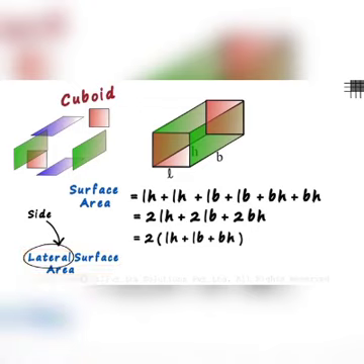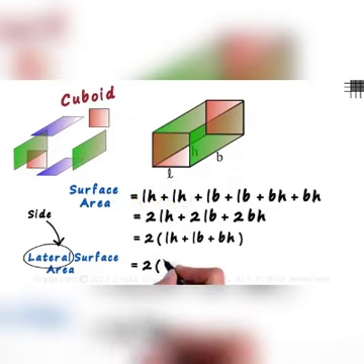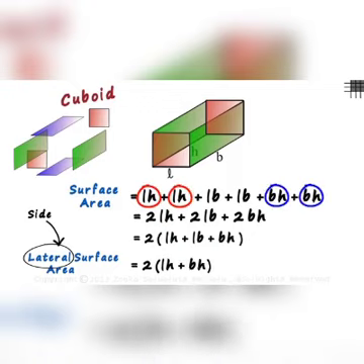So, the lateral surface area equals the sum of the areas of these four rectangles. The sum of the green rectangles will be BH plus BH and the sum of the red rectangles will be LH plus LH. The total lateral surface area will be 2 into (LH plus BH).